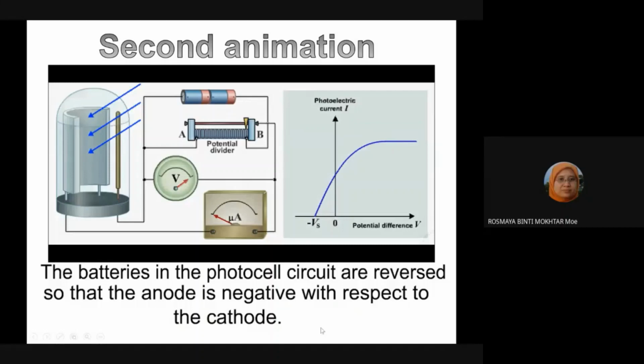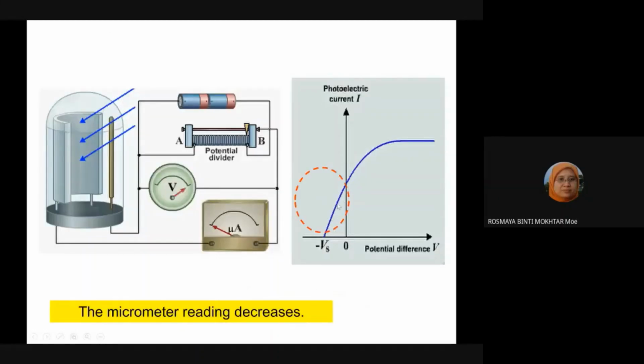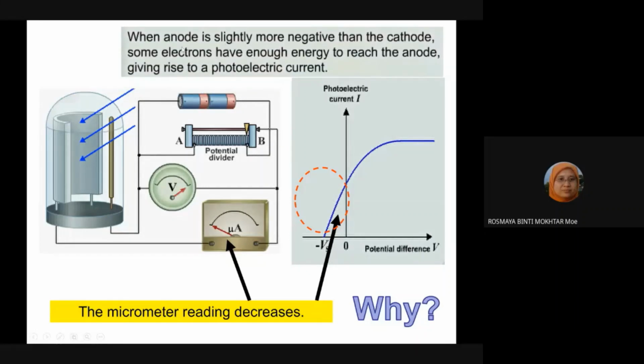So we divide the graph into two parts. The first part is the decreasing part, where the micrometer reading decreases. Why does this part happen? The anode now becomes negative. Initially it is only slightly negative as we increase the voltage, so some electrons still have enough energy to reach the anode. That is why there is a photoelectric current, so there is still a reading on the meter, and photoelectric current flows through the circuit.